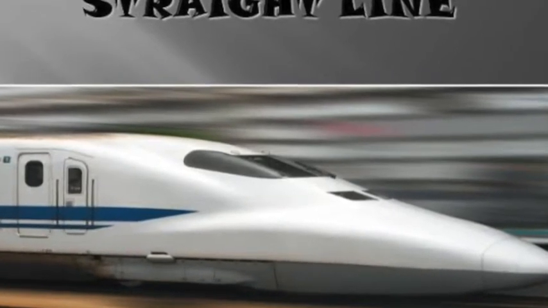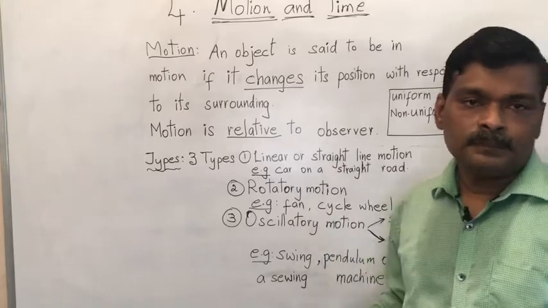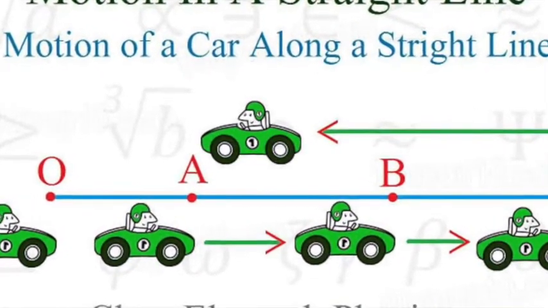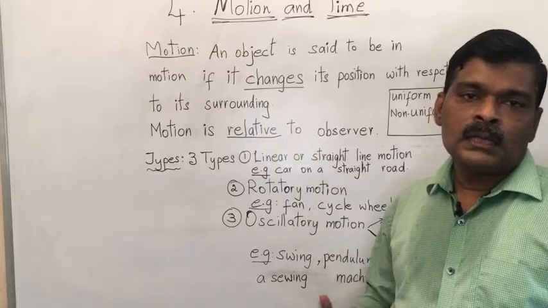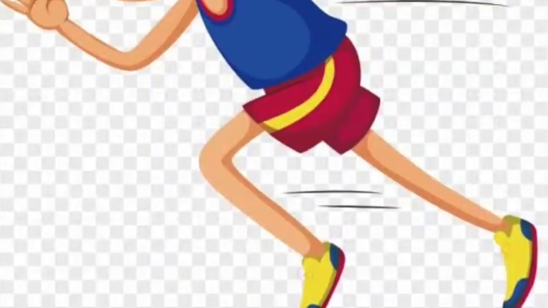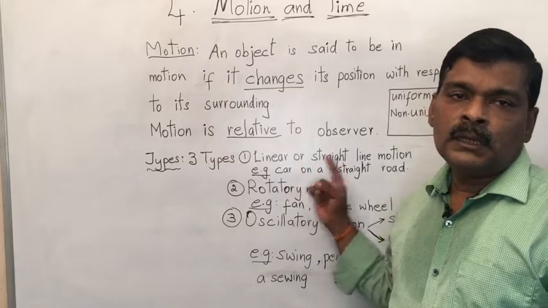Example, a car moves on a straight path. A runner runs on a straight race track. These are straight line motion.